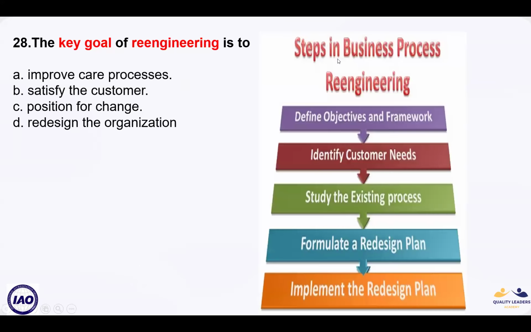So see here, the steps in business process reengineering. Once you define the objectives and framework, you'll have to identify the customer needs, because in a way you are going to satisfy the customer needs. Then study the existing process, formulate the redesign plan, and then implement the redesign plan. Redesigning the organization is a means of achieving the final objective of satisfying the customer. Okay.